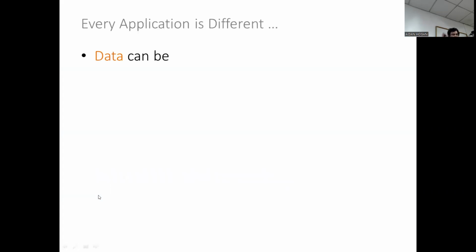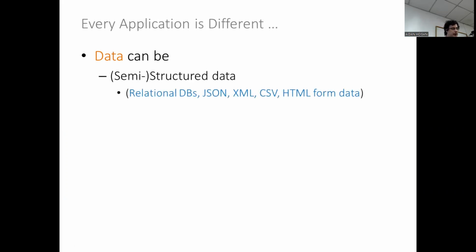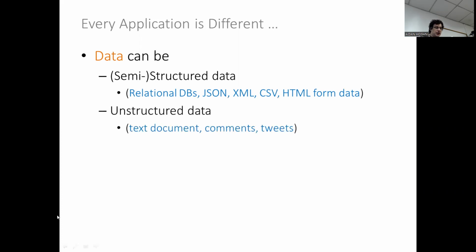Okay, so we've seen some scenarios, just a taster of different scenarios. There are many other scenarios we could talk about. In general, if we look at these applications and try to generalize something from them, what do we mean by data, right? So data can be semi-structured data. It can be relational databases. It can be JSON, which would be structured data, JSON, XML, CSV. It could be HTML forms. It could be HTML itself, right? Unstructured data, it could be text documents. It could be comments. It could be tweets. It could be whatever, right? Primarily text, and everything in between.